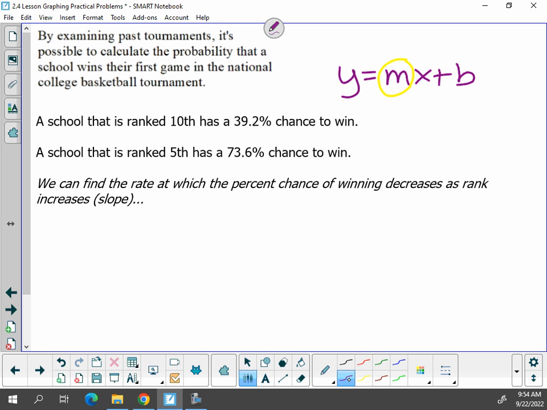So we have a ranking, and the ranking is going to determine how likely we are to win. So a team that's ranked higher is better. So our rankings are x's, and our percent chance of winning are y's. And when we want to find a rate, what we're really asking for is, if we were to graph a line for this scenario, what would the slope be?